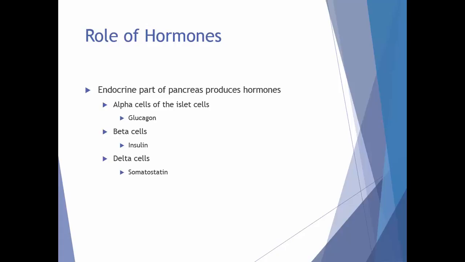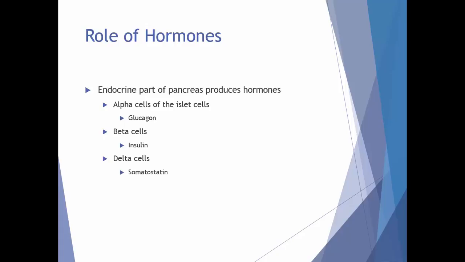They produce glucagon, which stimulates the breakdown of glycogen in the liver, the formation of carbohydrates in the liver, and breakdown of lipids in both liver and adipose tissue. Primary function of glucagon is to decrease glucose oxidation and increase blood glucose levels.